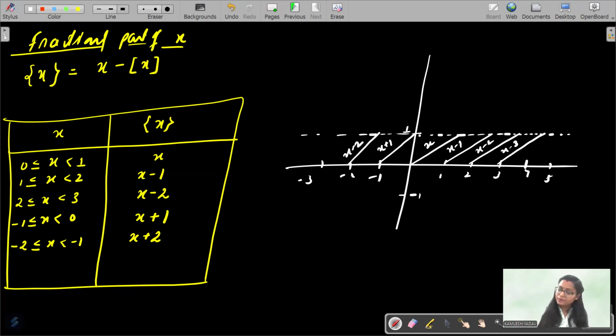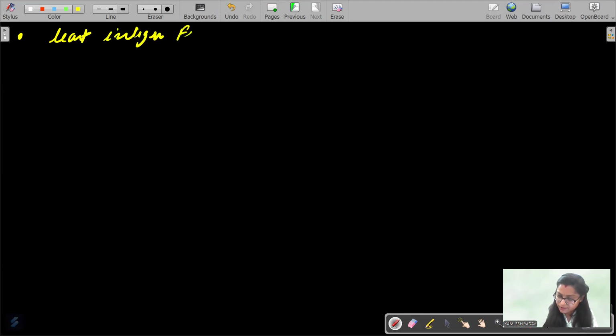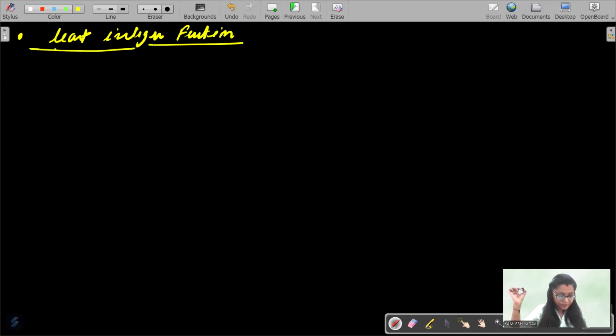Okay, when we go for the last piecewise function, which is least integer function. Okay, so for the least integer function, it is also denoted as like x.